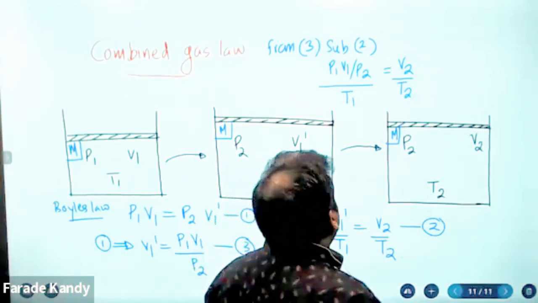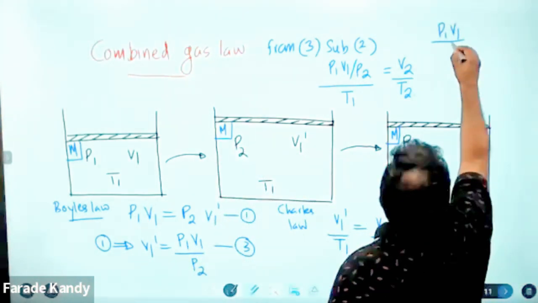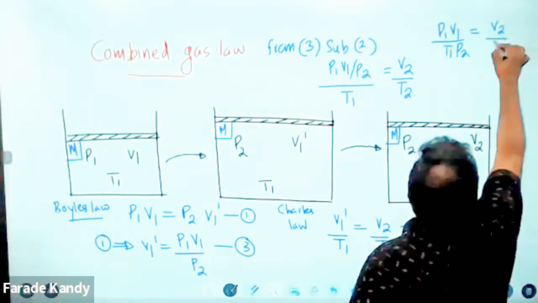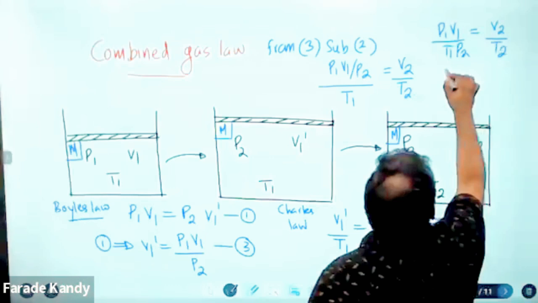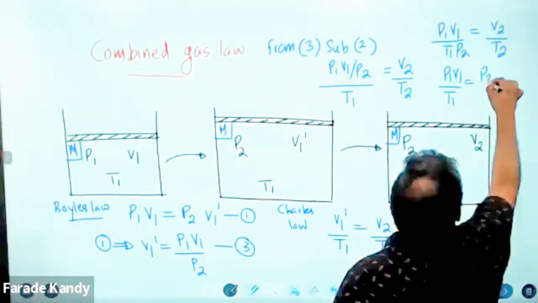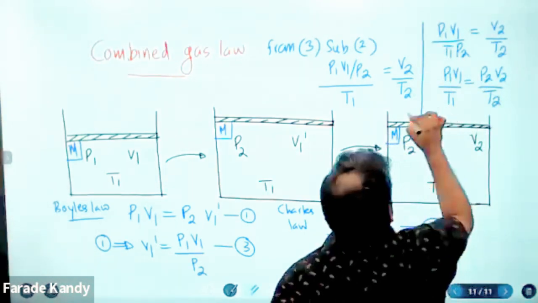Carefully rearrange. P1 V1 over T1 P2, V2 T2. Put the P there now. P1 V1 over T1 equals P2 V2 over T2. Interesting, no?